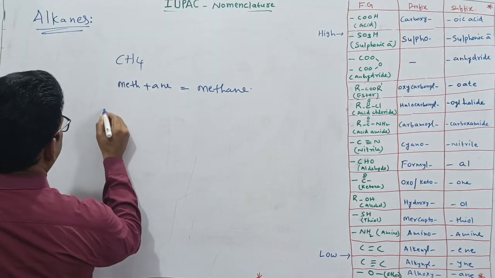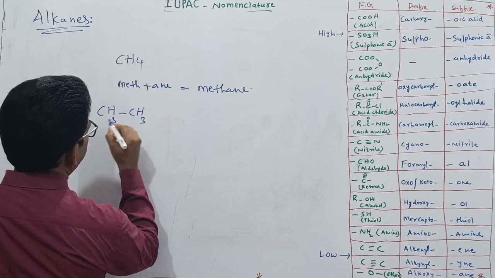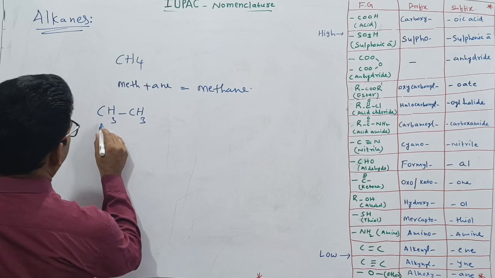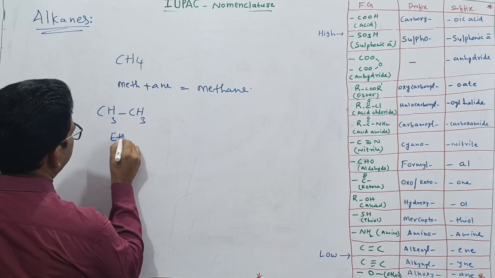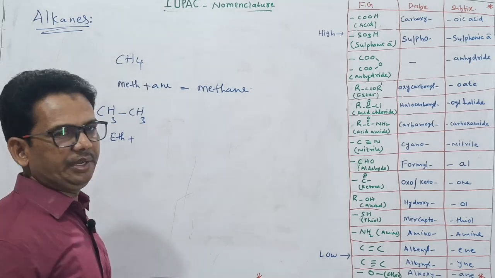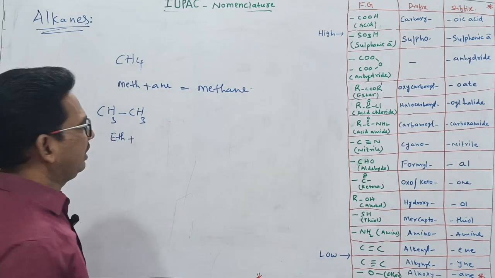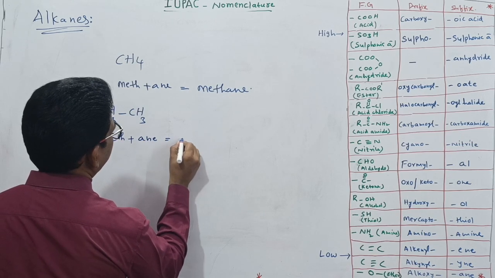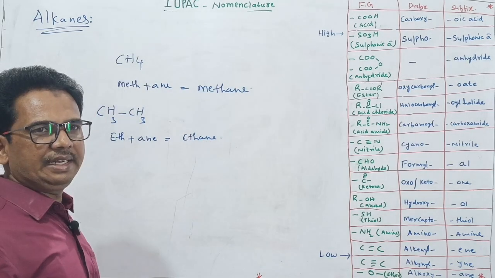Same thing, CH3 CH3. This has two carbons, so the word root is eth. Eth, it is an open chain molecule. It is saturated, having single bonds between the carbons. That's why we write the suffix ane. Eth plus ane, then what will it become? Ethane. Like that, you can select any alkane.